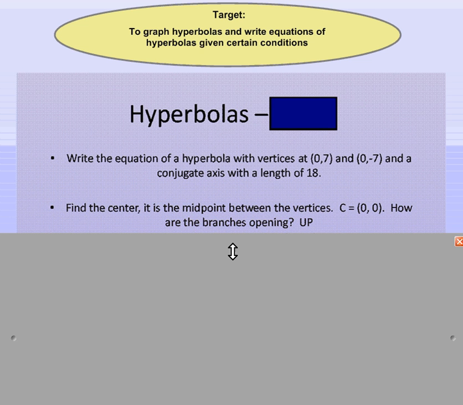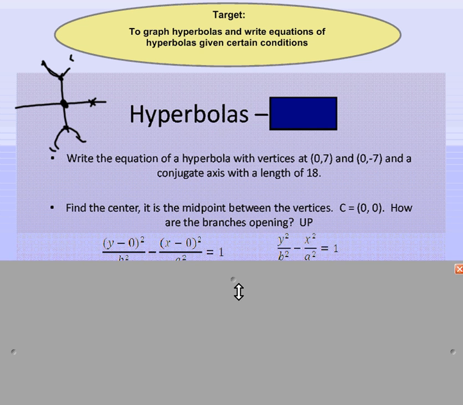So we're going to find the center. The center is the midpoint between the vertices. 0, 0 is the center. Now how do the branches open? If you drew a quick sketch, 0, 7 is up here, 0, -7 is down here, and the center is at 0, 0. There's only one choice. The branches have to go up and down. They can't go right and left there. So the branches are opening up and down.